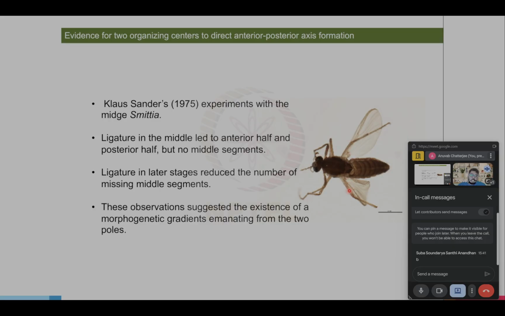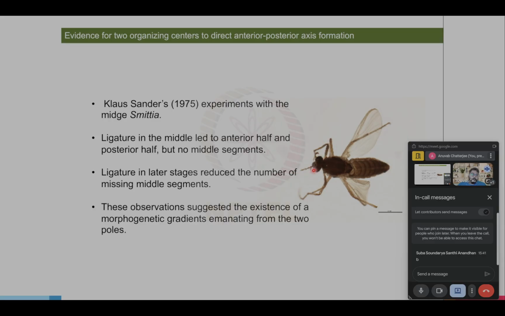And what interestingly he saw is that the anterior part, so the head structures and the upper thoracic segments, were formed. The posterior half, the tail segments and the lower abdominal segments, were formed, but the middle segments, none of them were properly formed. Now he repeated the same experiment at a later stage. So he allowed the embryo to go further and then did the same thing, tied a ligature around the middle of the embryo. And this again reduced the number of missing middle segments. So further parts of the body were correctly patterned.